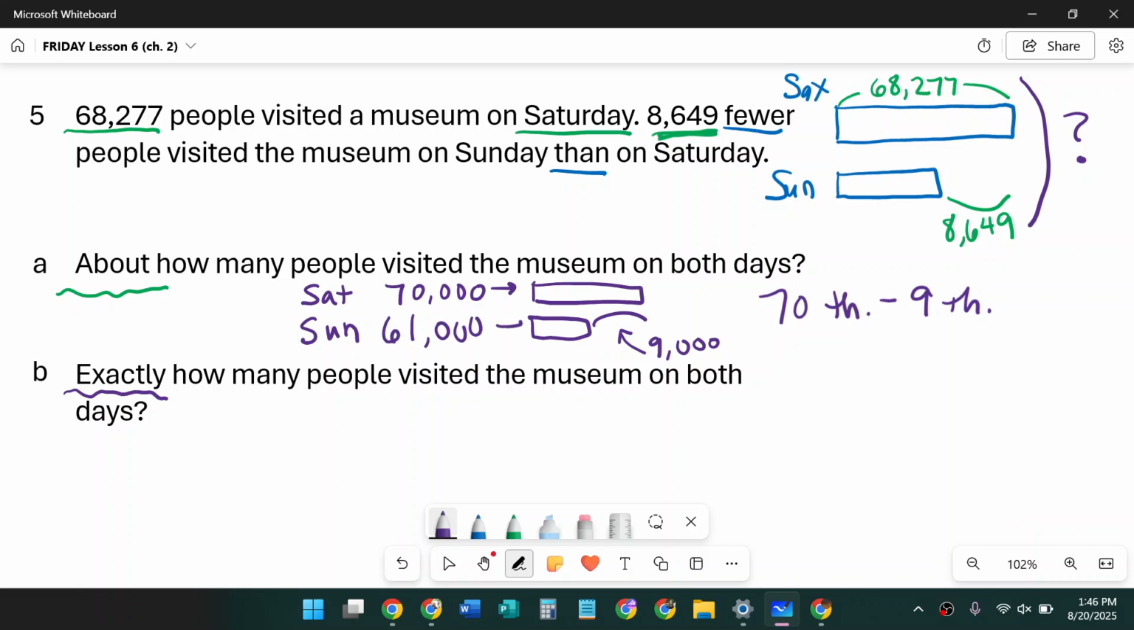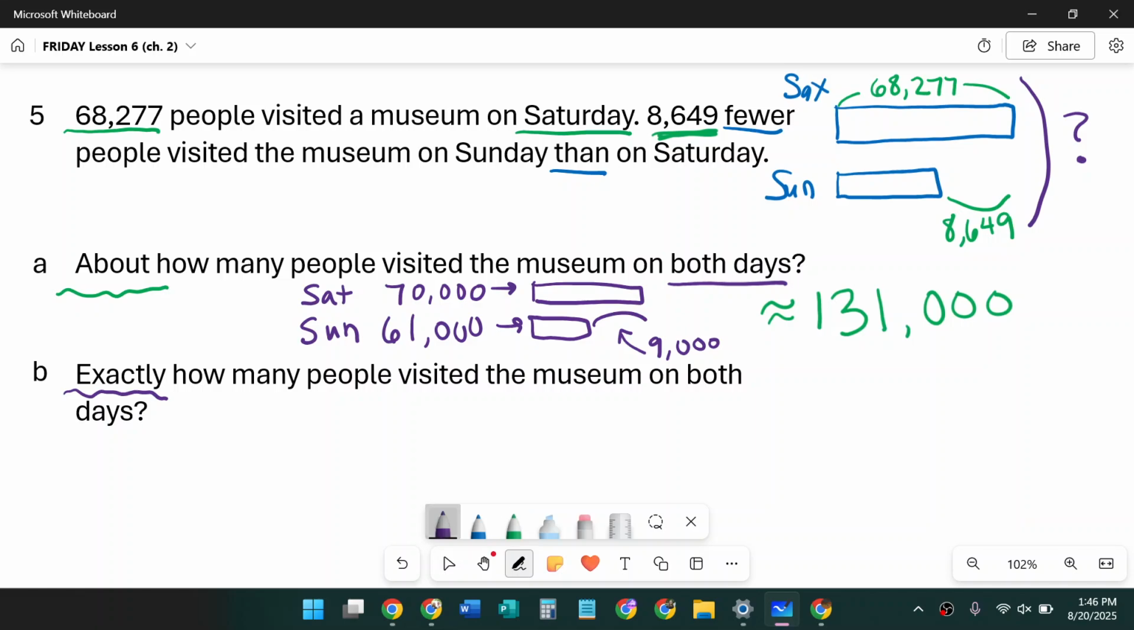and that's in thousands, so 61,000. And then to estimate, because that's not what they're asking, Sunday, what they're asking was how many visited on both days. I need to add these numbers right here together. So I'm going to add those together. So 7 and 6 would be 13 10,000s, and there's still the 1. So that's my estimate. So I can put the little curvy equal sign, about 131,000 visited on both days.